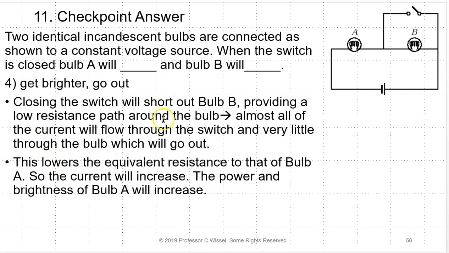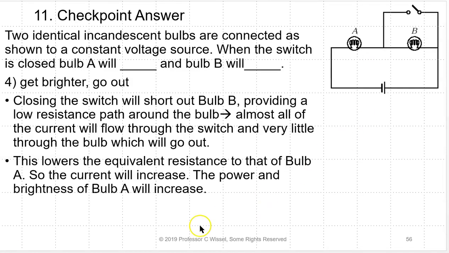By closing the switch, you short out bulb B, which provides a low resistance path around the bulb. Almost all the current flows through the switch and very little flows through the bulb, which then goes out. This lowers the equivalent resistance to that of bulb A alone. So the current increases in the circuit, and that increases the power and brightness of bulb A.